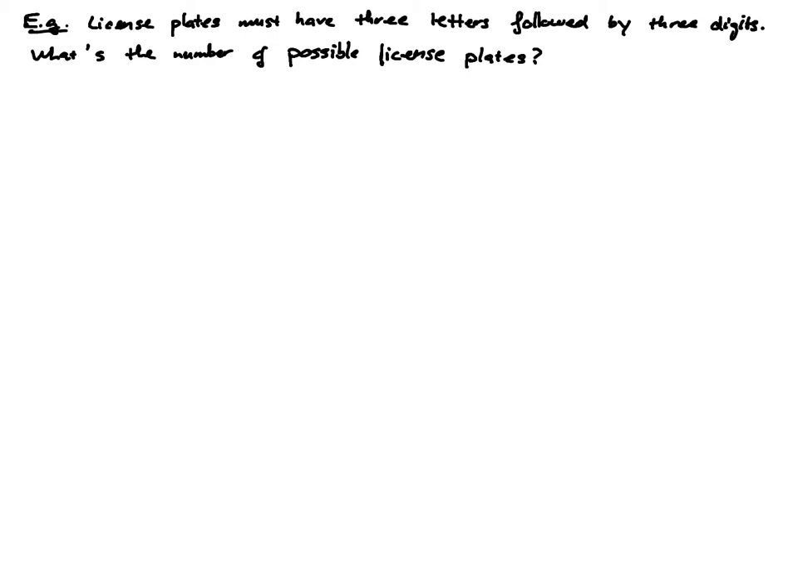Right. So let's think of it this way. License plate must have 3 letters followed by 3 digits. So the format looks as follows. You're gonna have L1 being the first letter, L2 being the second letter, L3 being the third letter, and then we're gonna have D1, D2, and D3. So we want to know the number of possible license plates. Let's think of this as a 6-step experiment.